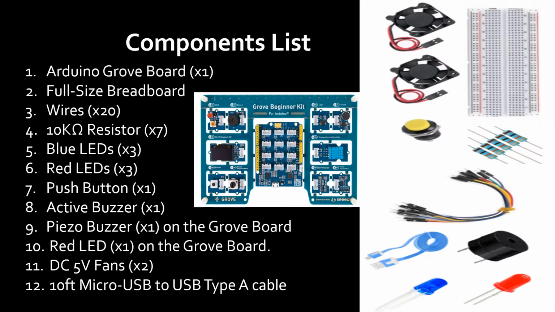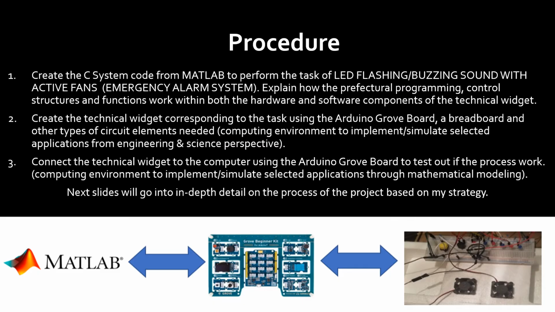For the components list, we have an Arduino Grove Board, a full-size breadboard, wires, a 10 kilo ohm resistor, a blue LED, a red LED, a push button, an active buzzer, a piezo buzzer that's on the Grove Board, a red LED that's also on the Grove Board, DC component 5-volt fans, and a 10 feet micro USB to USB Type A cable.